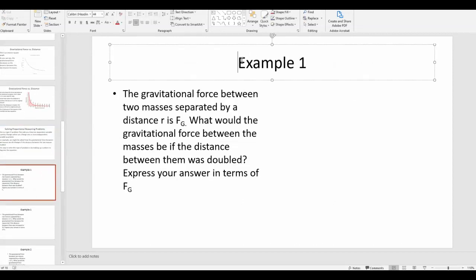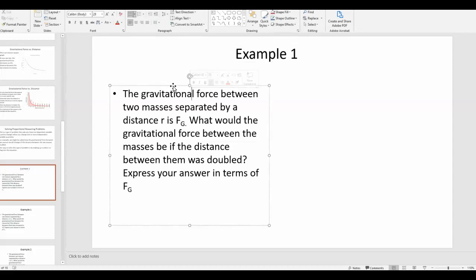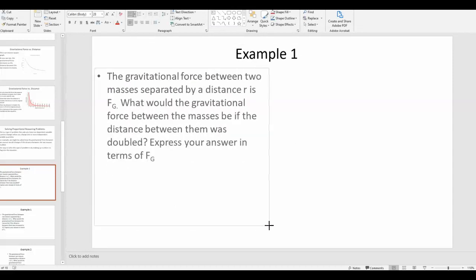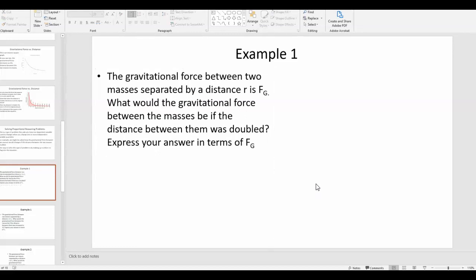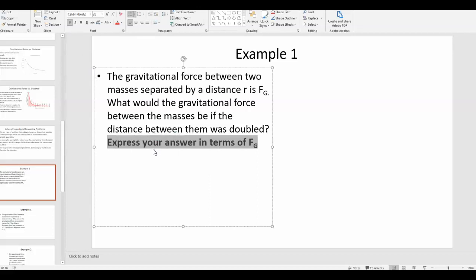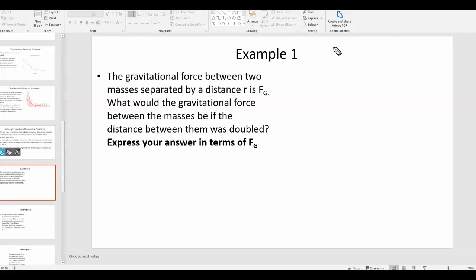Okay, so here is an example question. Really, this is the type of question that you might see as a multiple choice question. The question says, the gravitational force between two masses separated by a distance r is Fg. What would the gravitational force between the masses be if the distance between them was doubled? The last sentence says, express your answer in terms of Fg. What that means is, if we double the distance, we're going to get a new force of gravity, and we want to know what multiple that is of the original force of gravity.